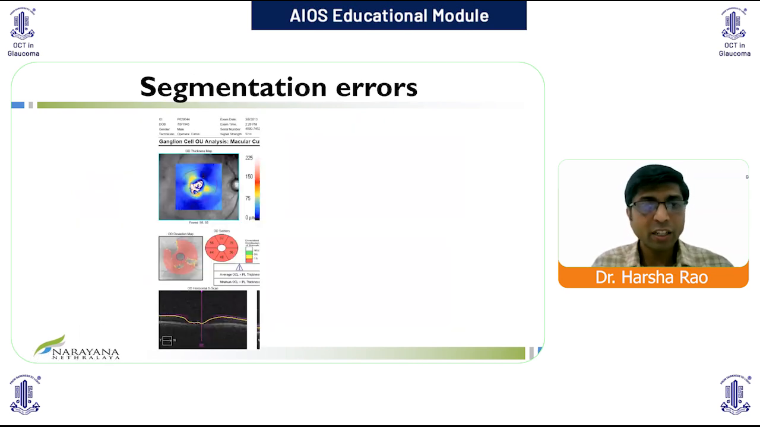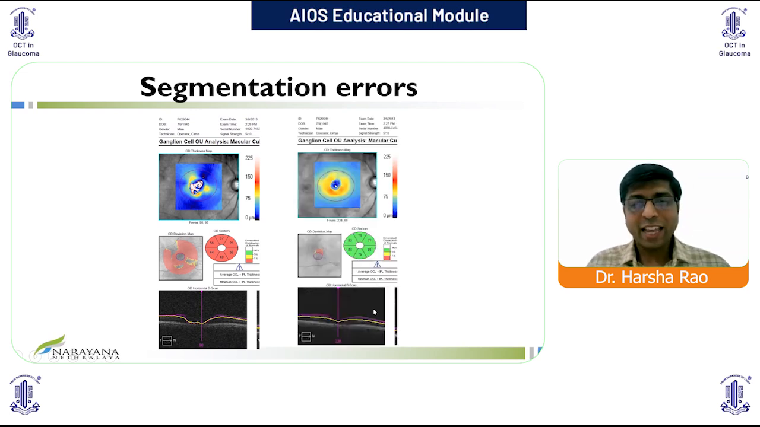Like in this example, here is the GCA map, the macular scan. If you look at the segmentation here, it is obviously wrong here. So we know that the measurements provided or the analysis which is happening using this segmentation error would obviously be wrong. If you retake a scan and the segmentation is better, then we see a more reliable measurement of the macular region.